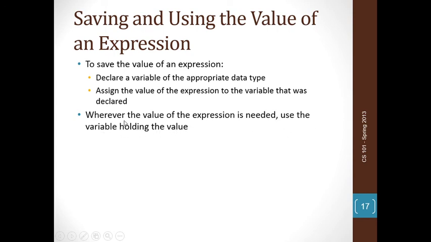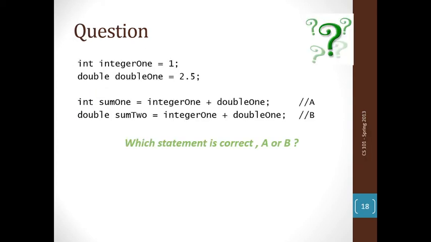So whenever the value of the expression is needed, whenever we want to use the value of that expression that we have stored in that variable, we can access that value from that variable, because we have stored the value of that expression in a variable, and that variable will be holding that value, and we can use that value by using that variable.